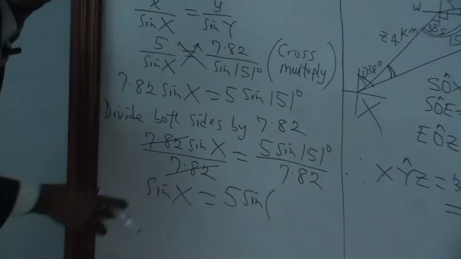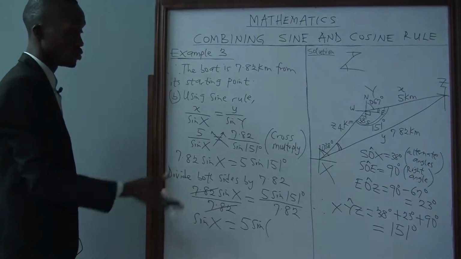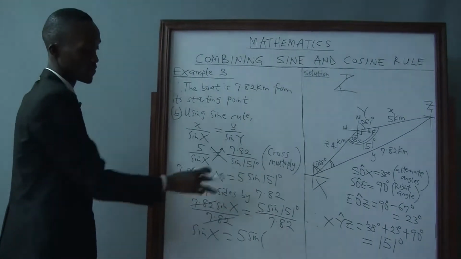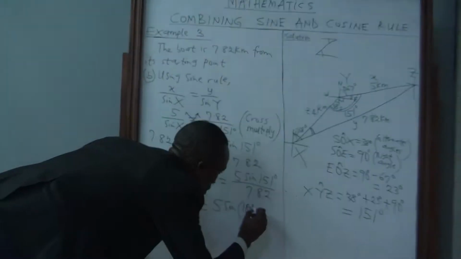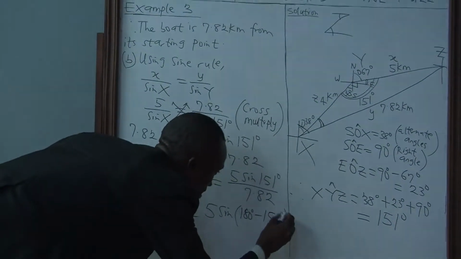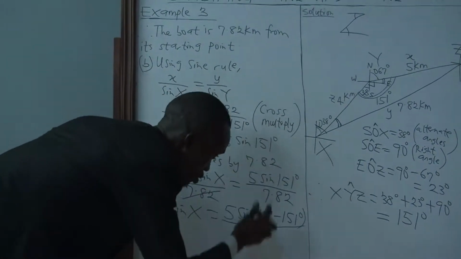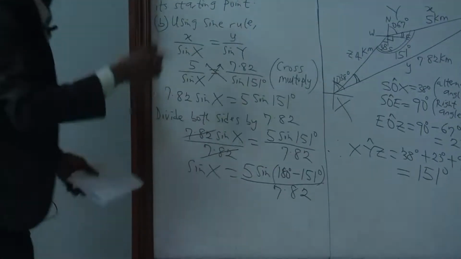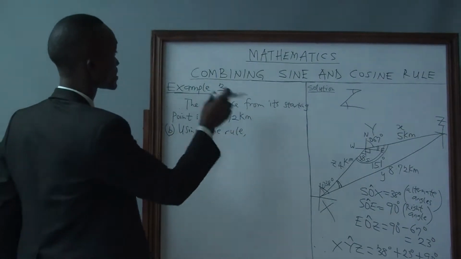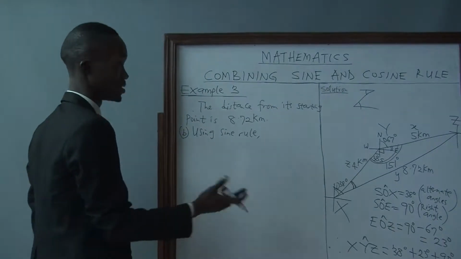This 151 is from the second quadrant, and we cannot check it from the four-figure table except we subtract that 151 from 180. So that will be sine of 180 minus 151 degrees. We should also have in mind that sine in the second quadrant is positive. So this is divided by 7.82. So the distance of that boat from the starting point is 8.72 kilometers.